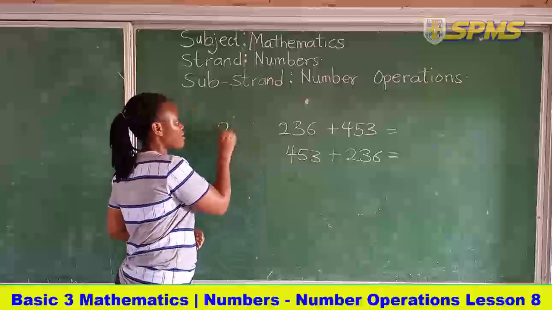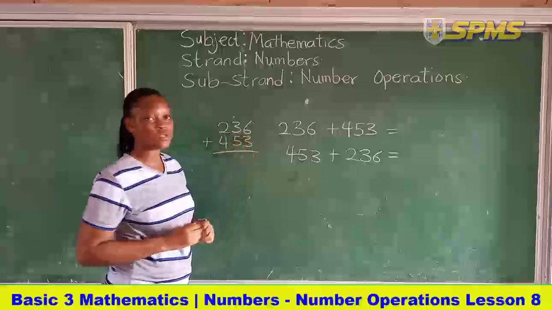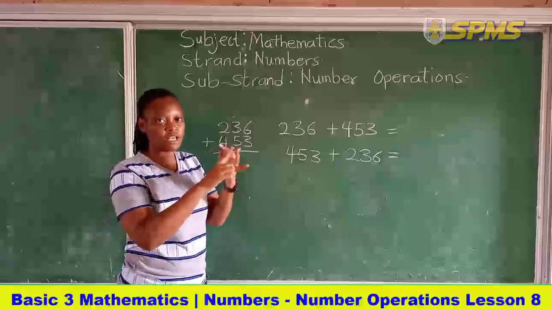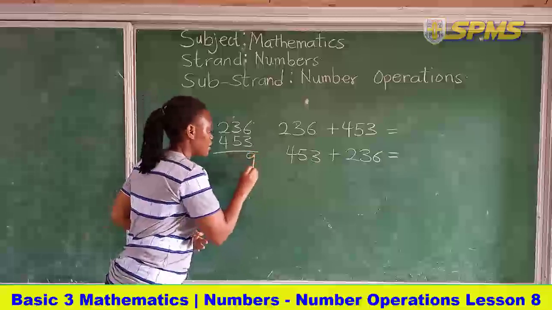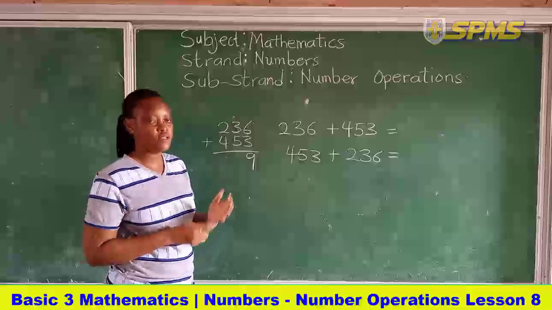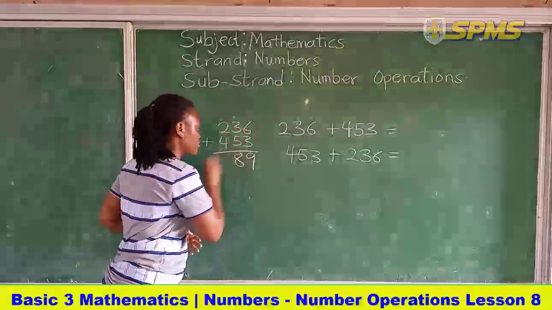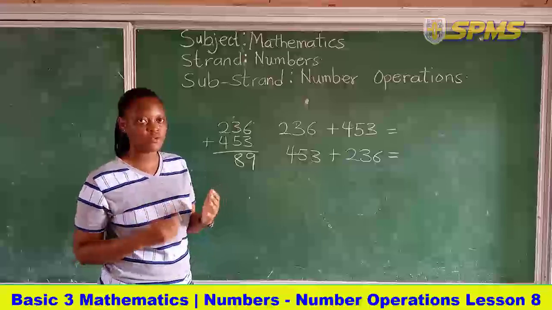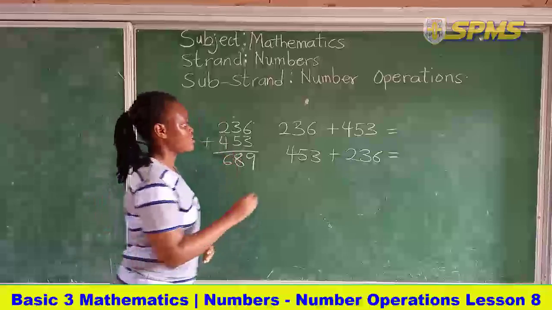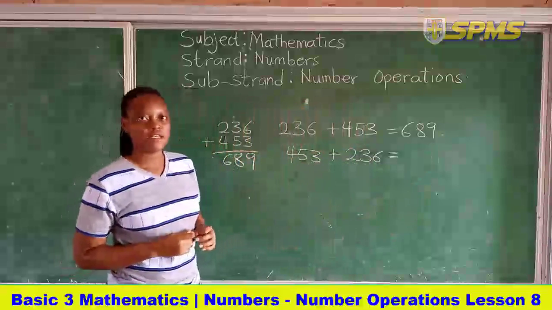So we have 236 plus 453. 6 plus 3: you have 6, you are adding 3 to it. So 6, 7, 8, 9. So we have 9 here. 3 plus 5: we have 3, we are adding 5 to it. So 4, 5, 6, 7, 8. Good. Now 2 plus 4: 2, 3, 4, 5, and 6. So we have 689 for the first addition sentence.